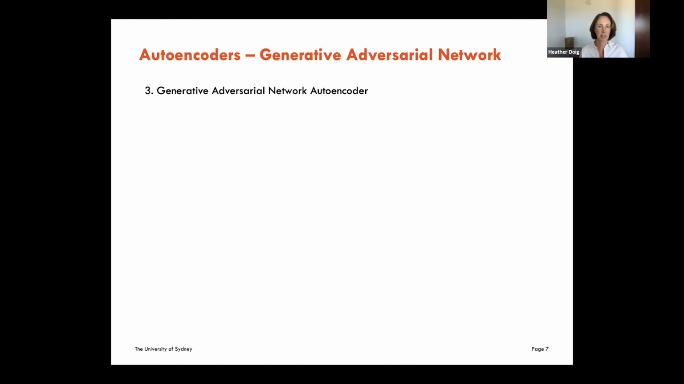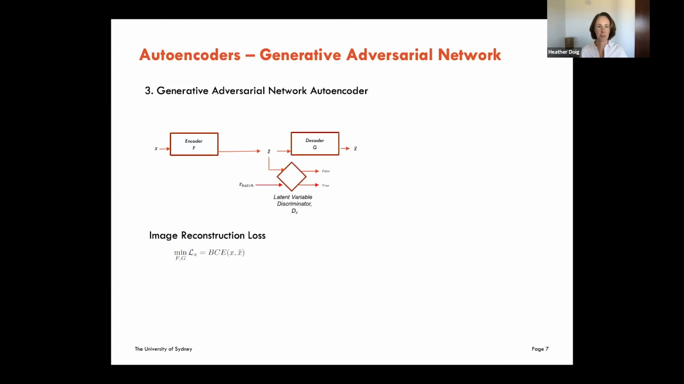This then gets a little bit complicated, but this was the most interesting part of my work. It starts with the basic autoencoder and the image reconstruction loss. And then there is the latent variable discriminator and its discriminator loss. Then we start to add in the cyclical nature of the network.